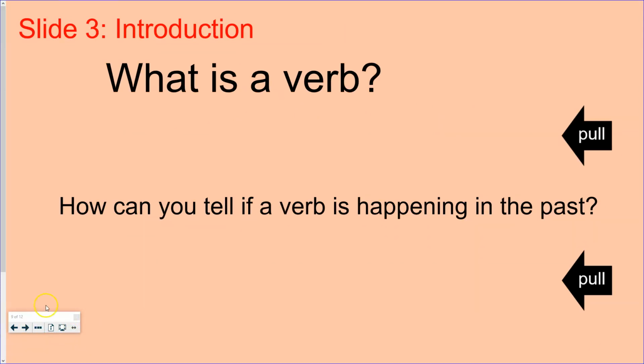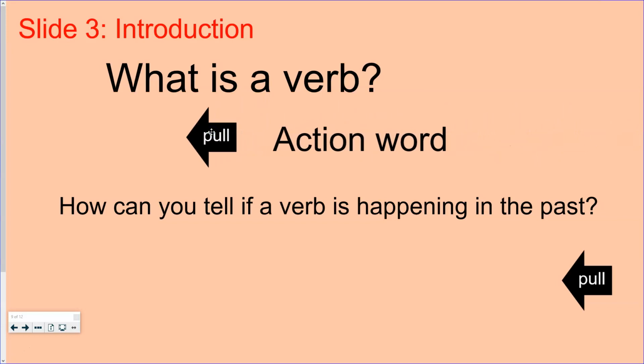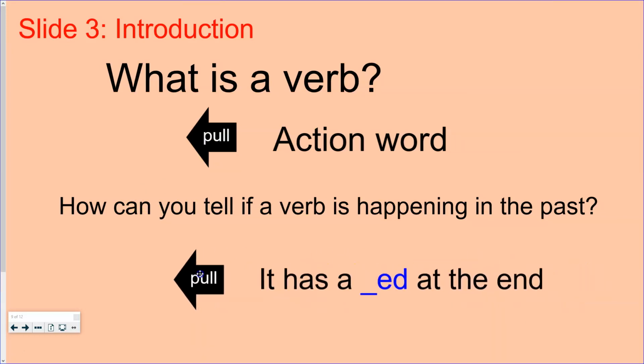On the third slide is your introduction. What are you going to teach them? What's new, or maybe what's a review? So I'm going to say, boys and girls, what is a verb? Can you tell your neighbor what a verb is? And then I made this little pull tab, and I'm going to show you how to make these in the following videos. You can go ahead and pull it out. Oh, it's an action word. How can you tell if a verb is happening in the past? Pair, share out. It has an ed at the end. And you're going to see this mirrored in the last slide, because that's your takeaway.